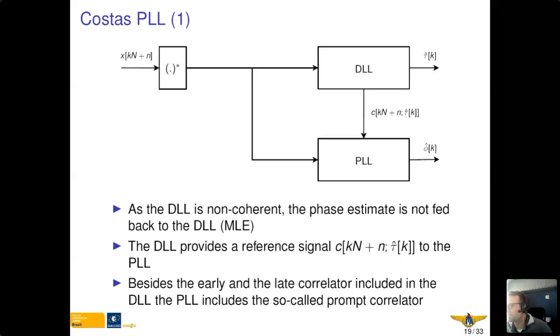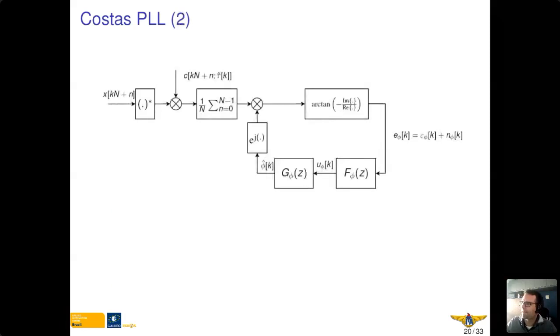Besides the early and late correlation included in the DLL, the PLL includes the so-called prompt correlator. In our model here, the DLL includes another correlator with the replica provided by the DLL, and based on this correlator, we're doing our phase measurements. So here is the PLL construction, or the overview, the flow diagram.